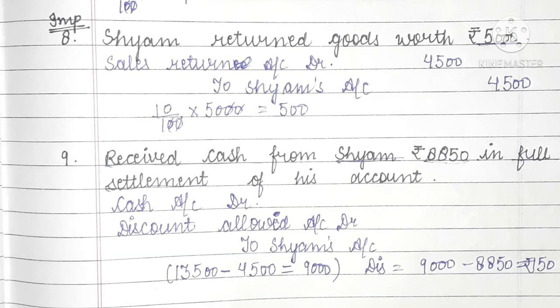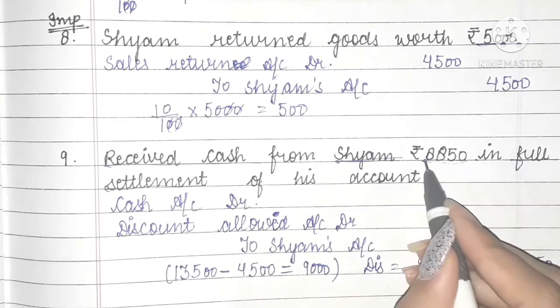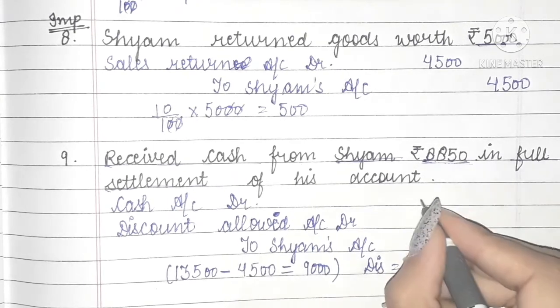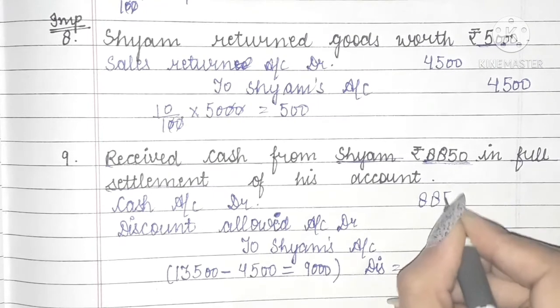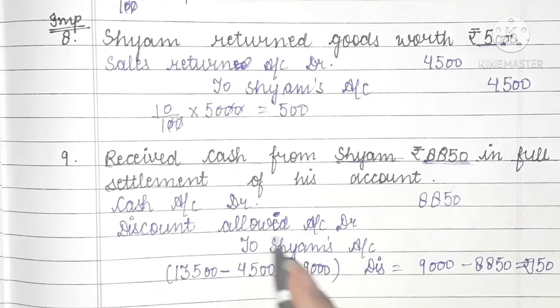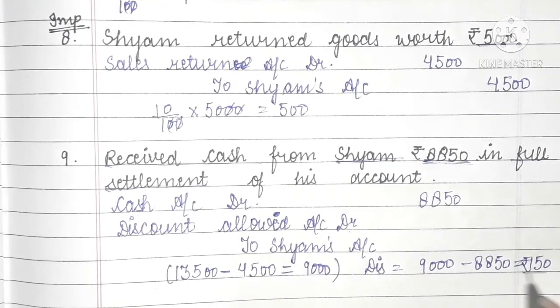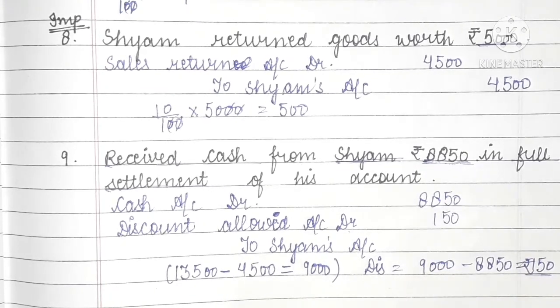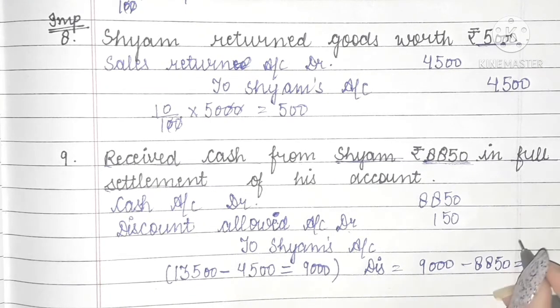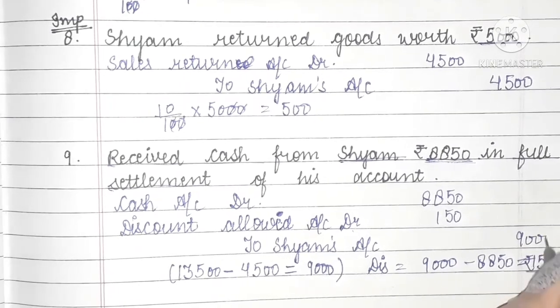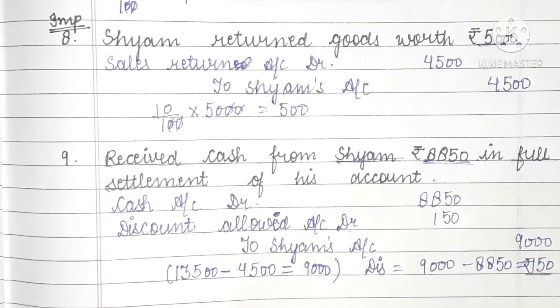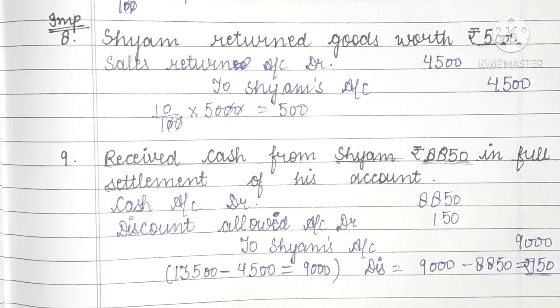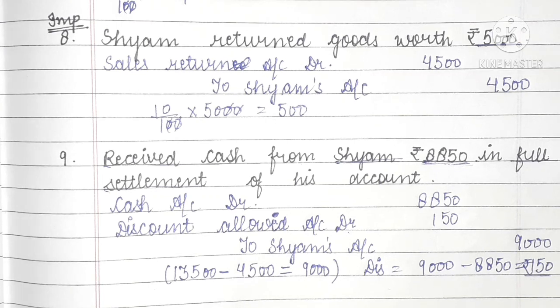So amounts will be cash we are receiving, this 8,850. Discount we have allowed to him is rupees 150, and to Shyam. So Shyam had to pay us rupees 9,000 which is the total of this 8,850 and 150, and the amount is always the same on the debit and the credit side. So here we have the 9,000.